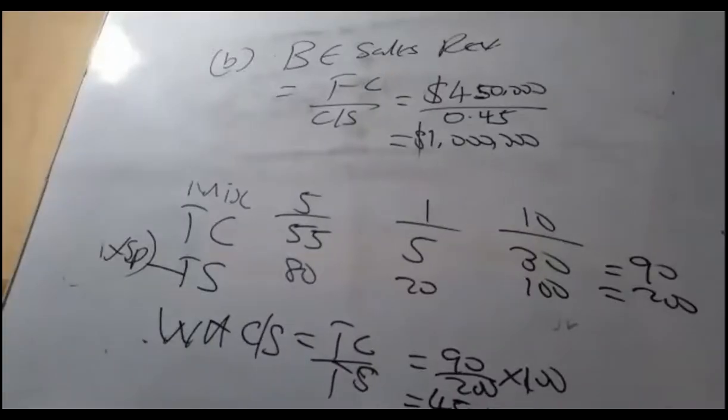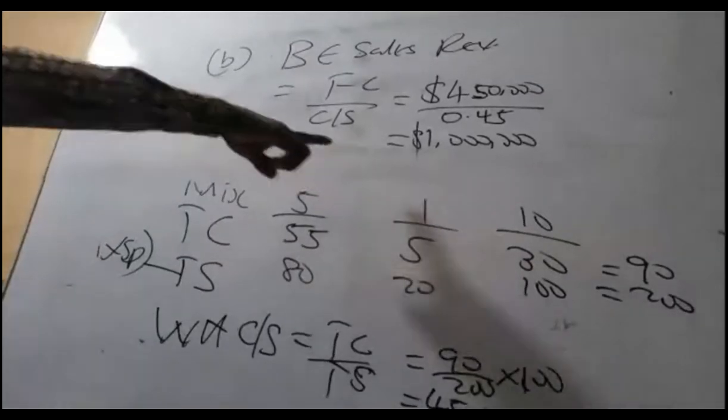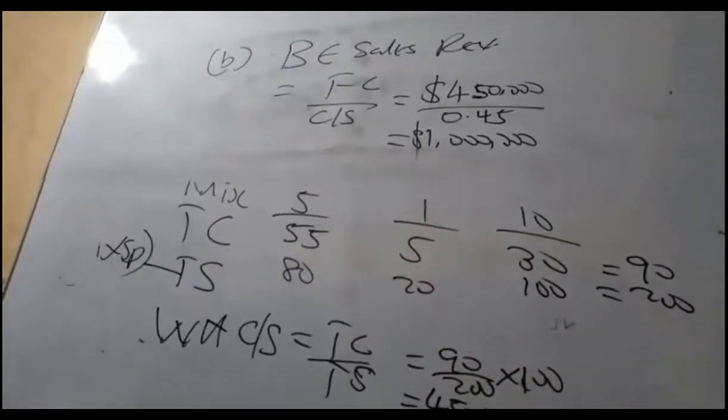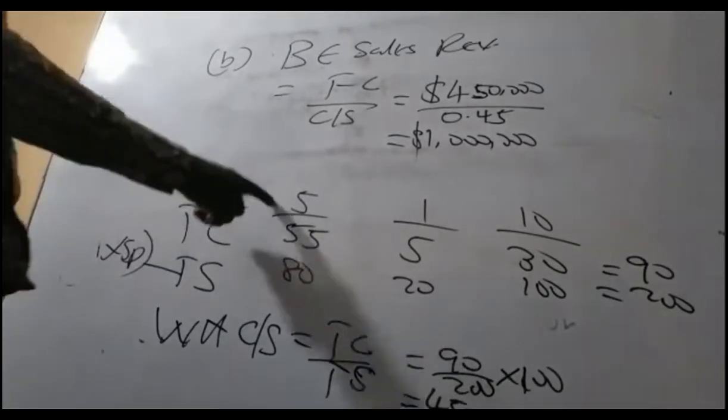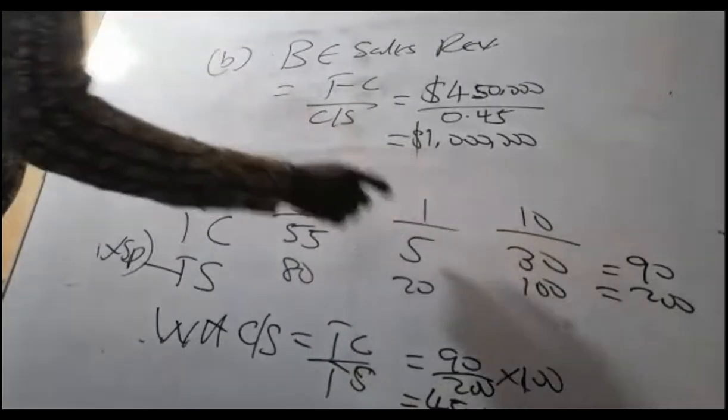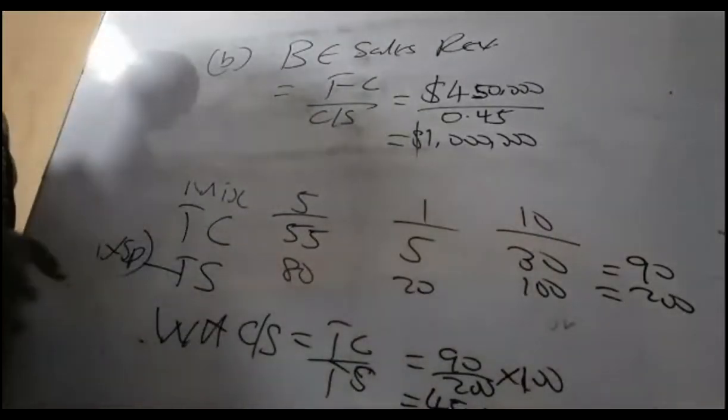Don't forget that you cannot just pick this revenue and share it, because of that issue that I explained. You can't just pick this 1,000 and share it by saying the ratio is 5 is to 1 is to 10. No, you got it wrong. Don't do that.